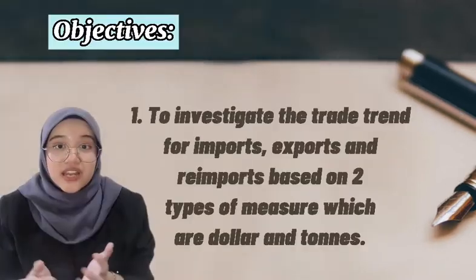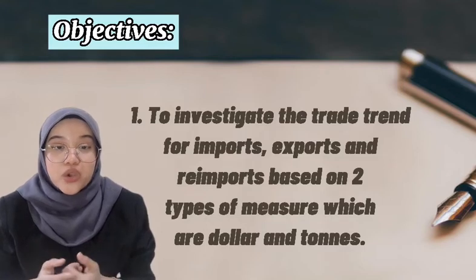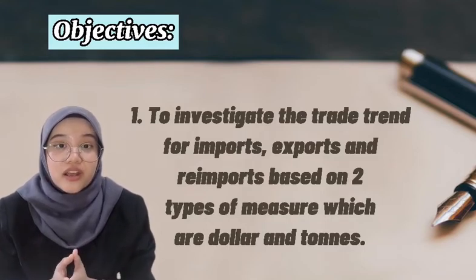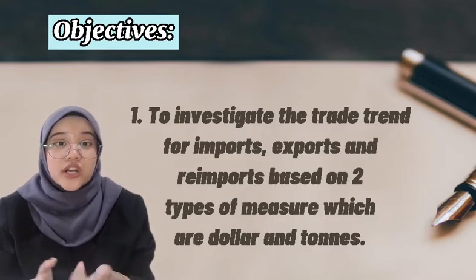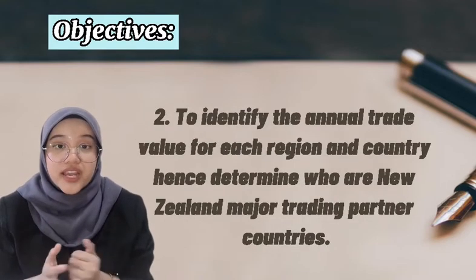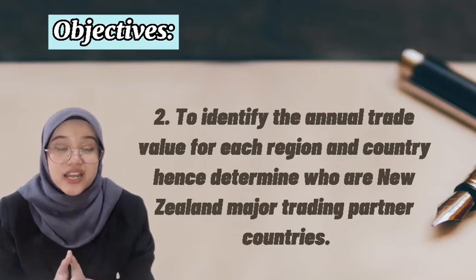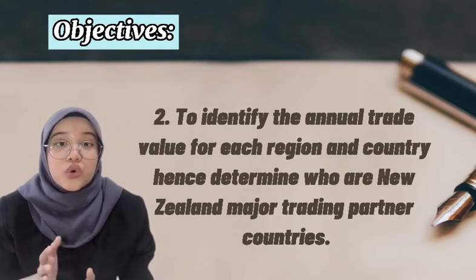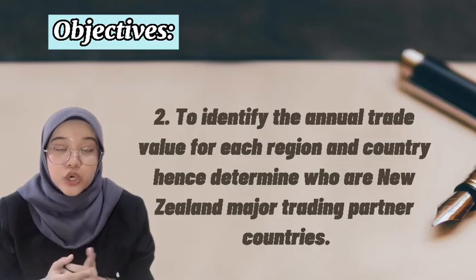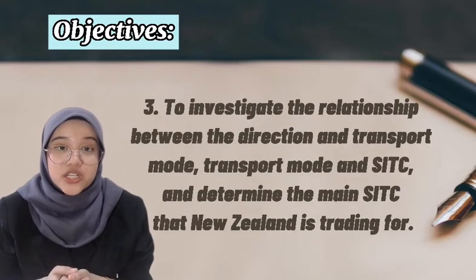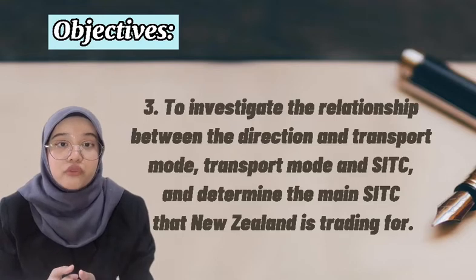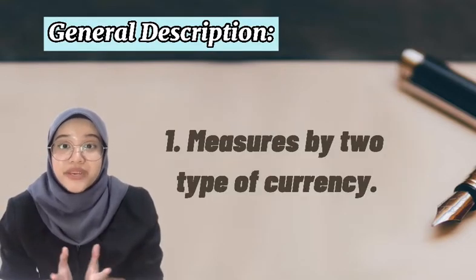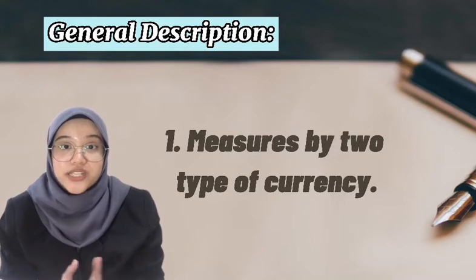There are three main objectives for our project. First, to investigate the trade trend for import, export and re-import based on two types of measure, which are dollar and tons. Second, to identify the annual trade value for each region and country, hence determine who are New Zealand's major trading partner countries. Third, to investigate the relationship between the direction and transport mode, SITC, and determine the main SITC that New Zealand is trading for. All of these charts are being measured by two different measures, which are tons and dollar.